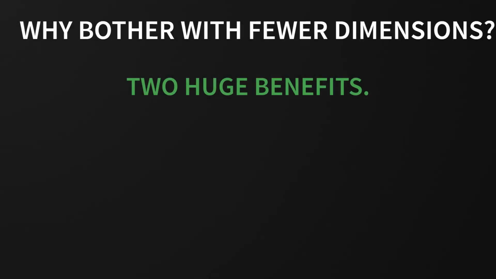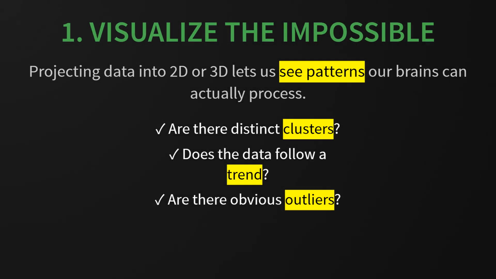So, why do we even bother with dimensionality reduction? It's not just about tidying up. It boils down to 2 huge practical benefits that change how we work with data. First, it lets us visualize the impossible. By squashing high-dimensional data down to 2 or 3 dimensions, we can literally see the hidden structure. Are there groups? Is there a shape? Who are the outliers? This is your first, best tool for understanding a complex dataset.